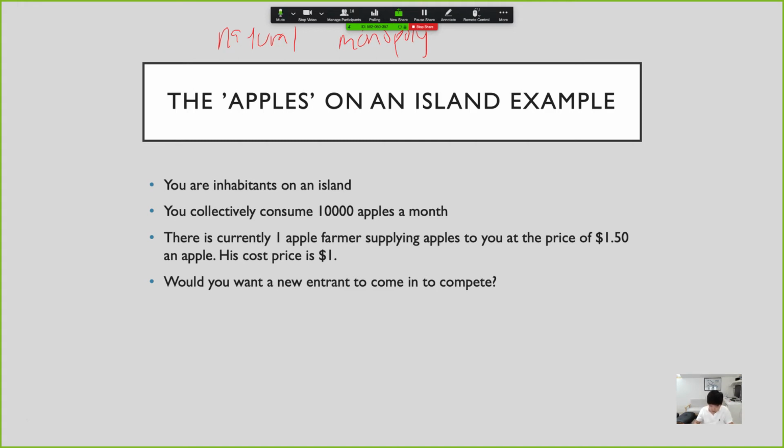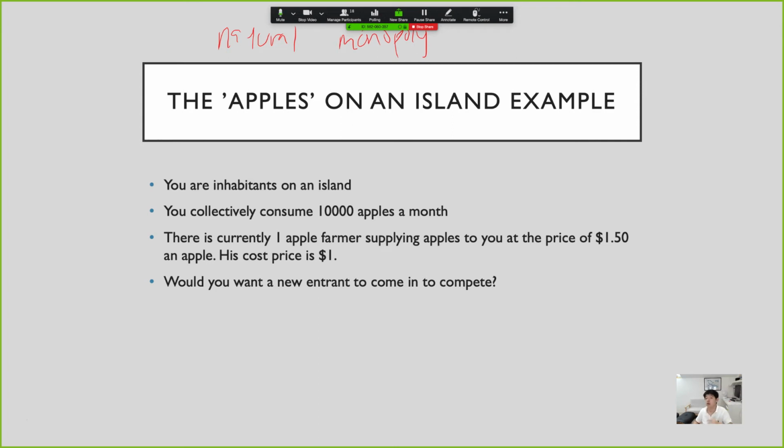Now, first, imagine if you were on a plane and your plane crashed. Touch wood, we won't be taking planes anytime soon, but let's say the plane crashed, and then all of you survived for some reason. You are stuck on an island, nobody knows where you are, and you all started to live on the island, producing things. Collectively as a population you consume 10,000 apples a month, and then one guy has decided to be the one that produces apples, and he decides to sell you one apple at the price of $1.50.